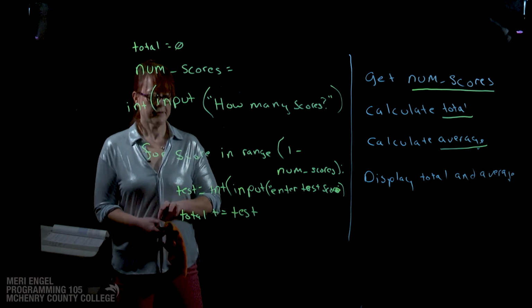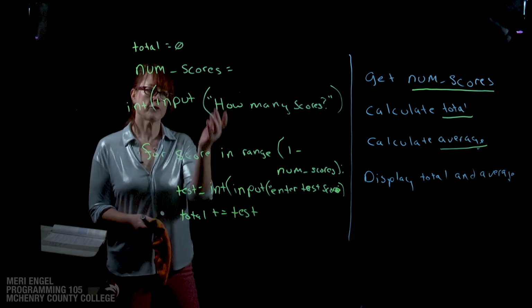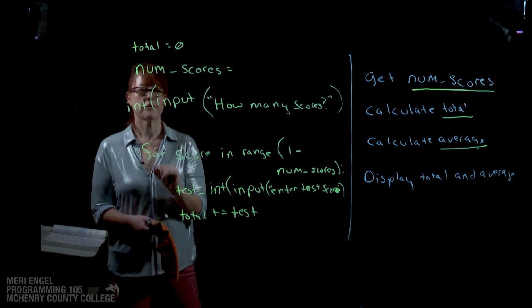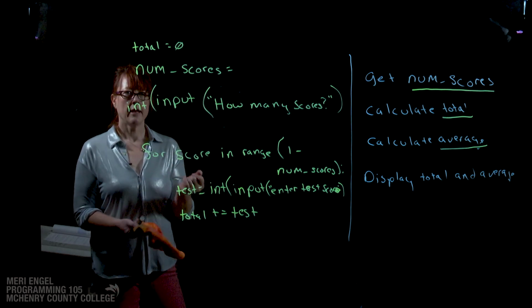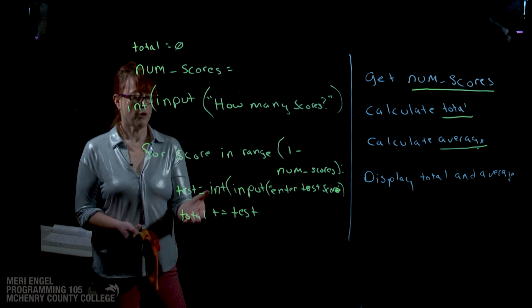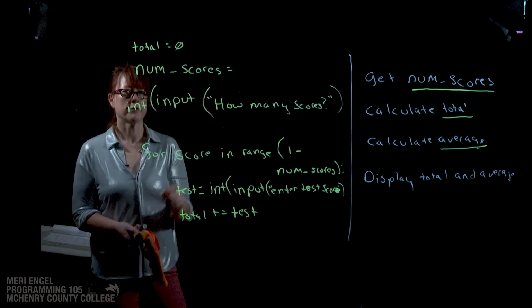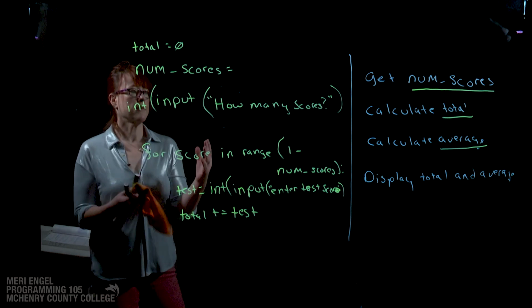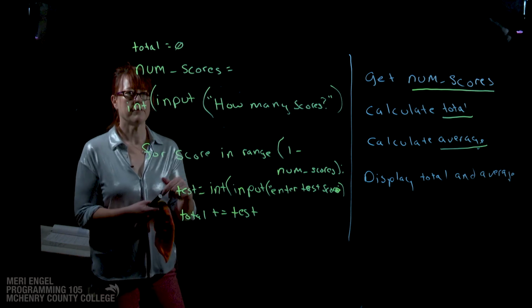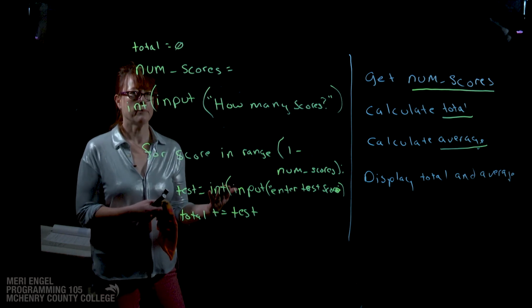So that'll let us accumulate the scores, and then we could use the num scores to calculate the average at the end and display that back to the user, so that we could do the total divided by the number of scores to get average. So it's very common in for loops to do some sort of math or accumulate something in a variable while we're going along and getting input from the user.